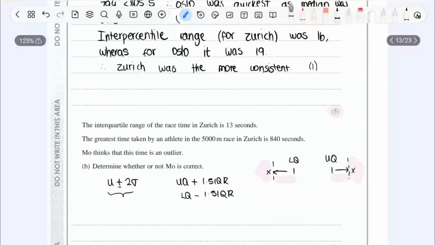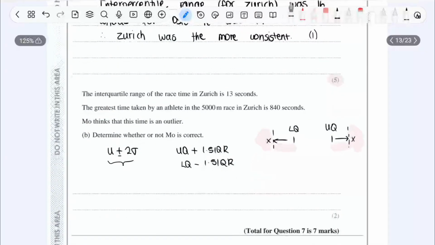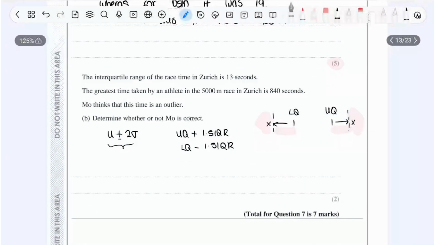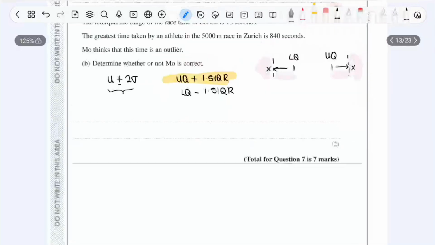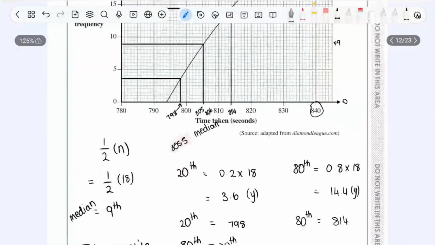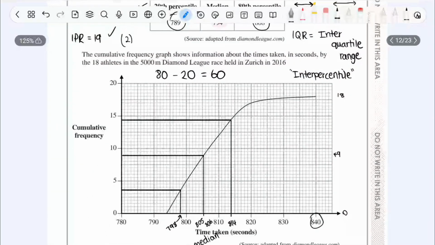Dare I say it, it's going to be near the greatest value of the data. So to do an outlier test, we're going to use the top equation here. We're going to use the upper quartile plus 1.5 times the IQR. Now, if we do this, we need to find the upper quartile. The upper quartile is the 75th percent of data.